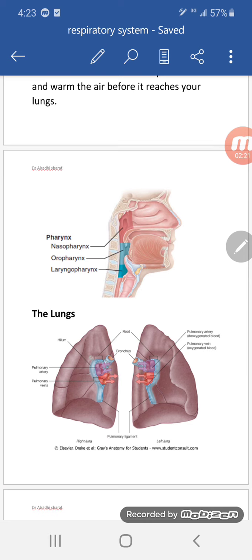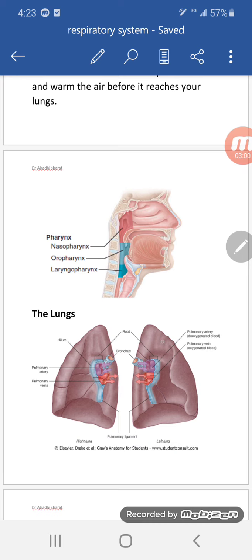Another important structure here is called the hilum. Hilum consists of many structures. The first structure is the bronchus. Here is the bronchus, right bronchus and left bronchus. And we have the pulmonary artery and the pulmonary vein. We have the left pulmonary artery and left pulmonary veins. So we have a question here: what are the components of the hilum? The answer is bronchus, pulmonary artery, and pulmonary vein.